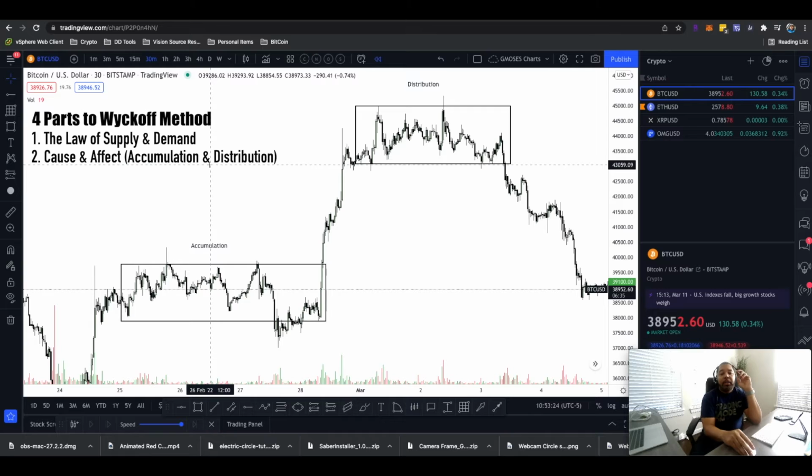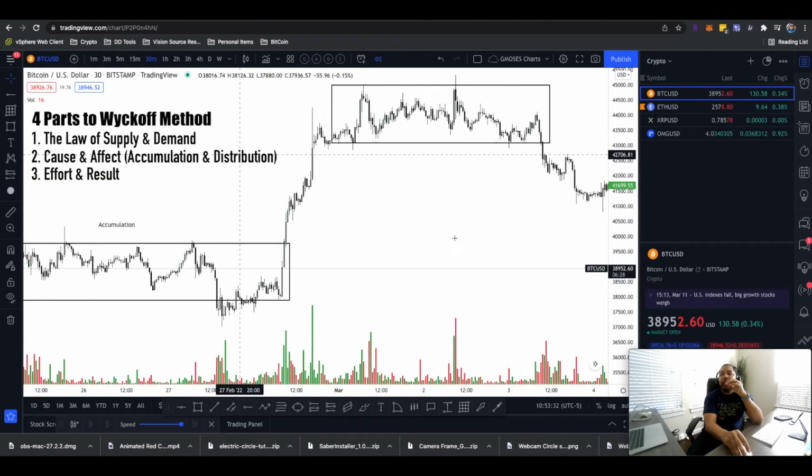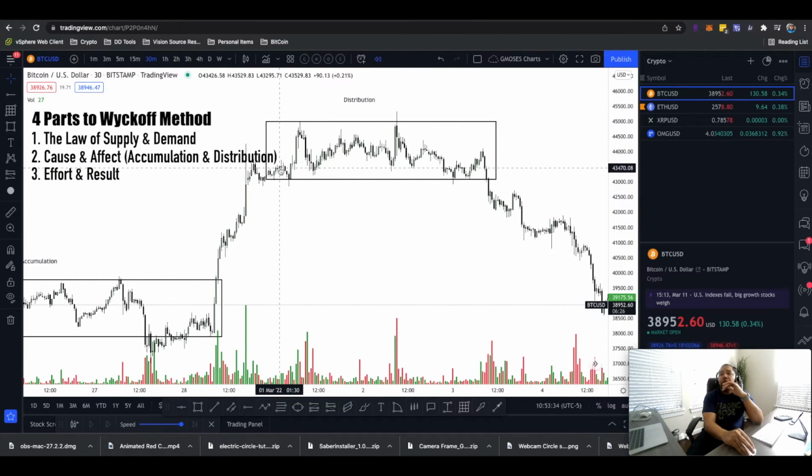Now, the third point that I wanted to talk about is effort and result. Now, what do I mean by that? If you notice within these areas, let's look at this distribution here. You can tell because price is going sideways, price is flat. However, you see this spike here, and as you can see, if you use a volume indicator, you will notice from effort and result that price is spiking as far as sales. Price is going to the side, it's ranging or consolidating, but you got this massive sell push here.